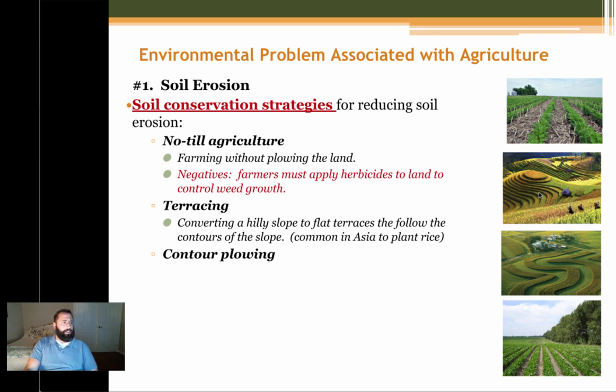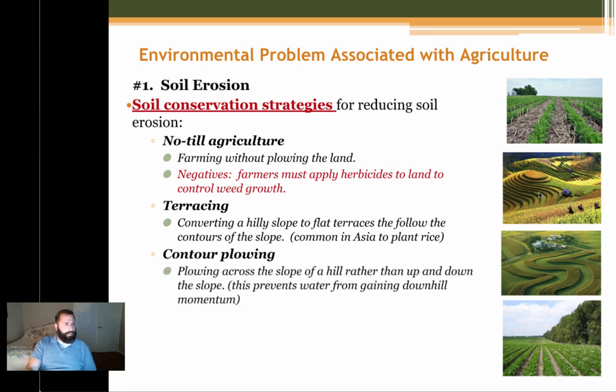Another way to do this is contour plowing. So you're going to plow with the contours of the shapes of the land. So what does this say? So going up and down. This prevents the water also from gaining downhill momentum, and fast-moving water means more soil erosion.